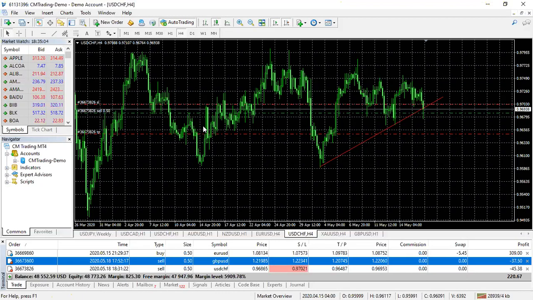Then general world economy: negative news affects the currency in a negative way, positive news in a positive way. Okay, then technical analysis. So the importance of technical analysis: what happens in technical analysis is we draw lines, support and resistance. Okay, you get the logic though.